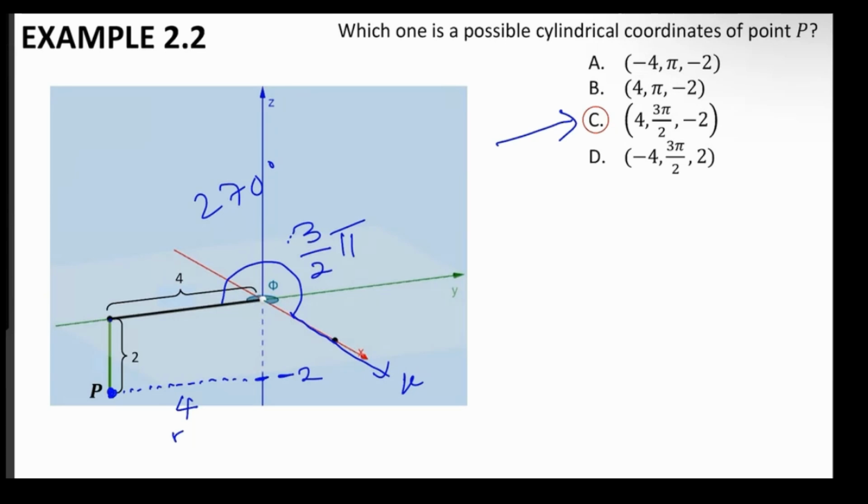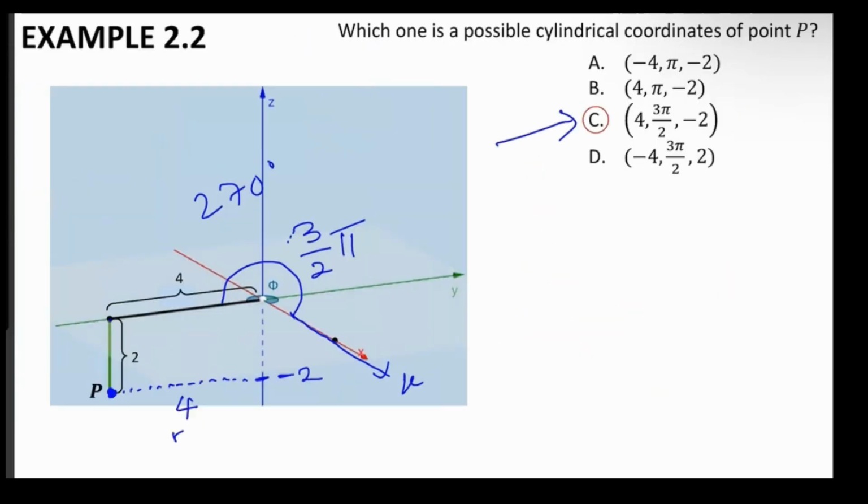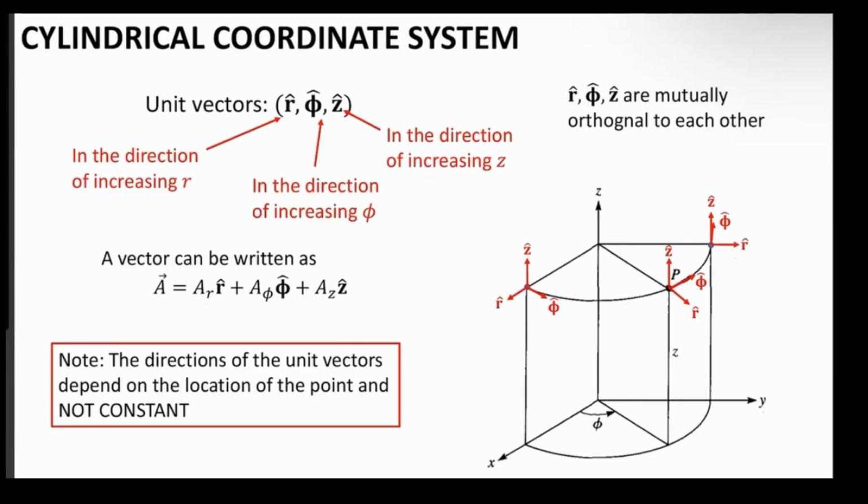Okay, any question regarding the point P? No question. We go to the coordinate system, and to the unit vectors. The unit vectors for a cylinder are R hat, phi hat, and Z hat. We call them hats. This is for the unit vectors.